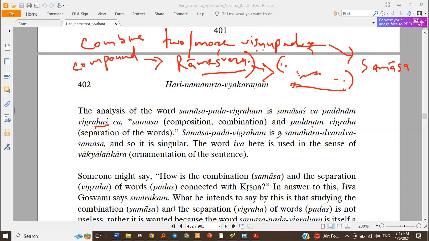Samasa Pada Vigraham is a Samahara Dvandva Samasa, and so it is singular. This Dvandva Samasa is actually the topic of the chapter. So we are not supposed to be knowing this. Okay, we'll move ahead and study what is Dvandva Samasa. The word iva here is used in the sense of vakyalankara, ornamentation of the sentence.